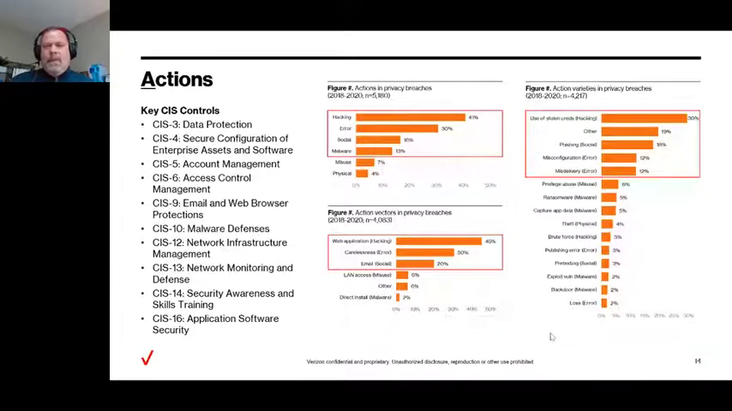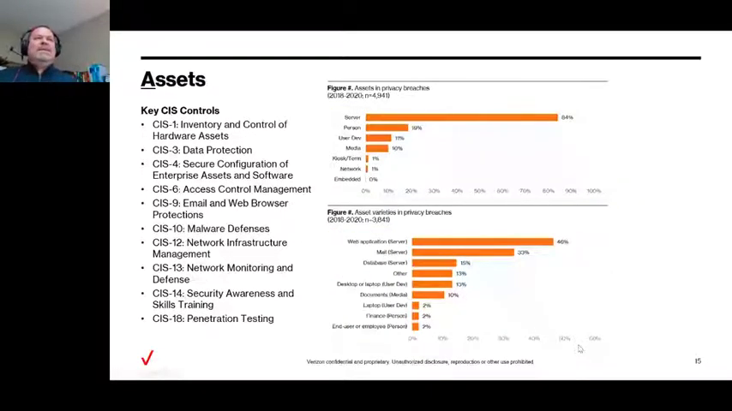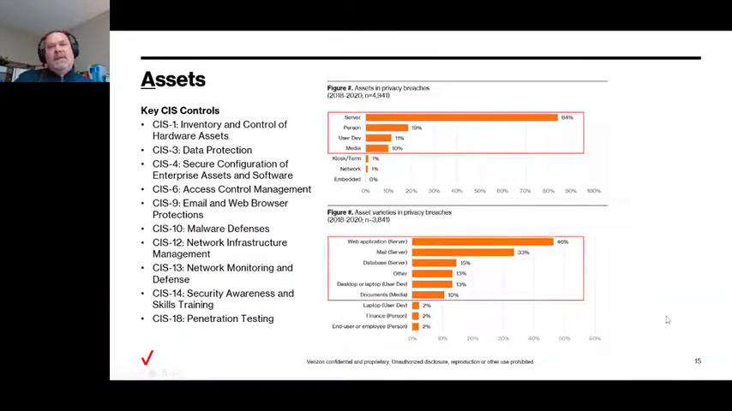Okay, so quickly, let's move into assets here. This is the third A. John, we have about a minute. Okay, let me just roll through here real quick. So assets and privacy breaches, we are looking at servers primarily, web application servers at 46% of the time.